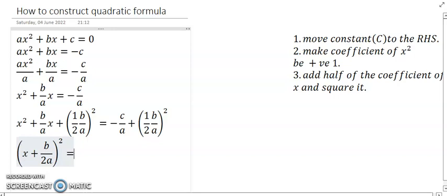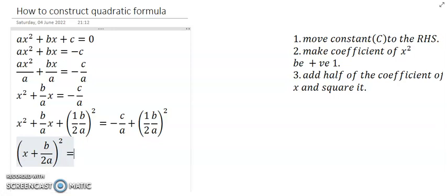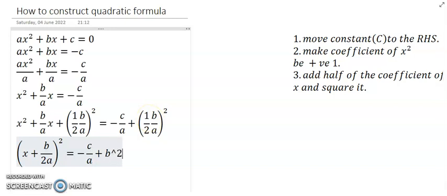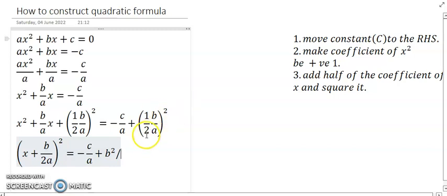Equal to negative c divided by a. Then b squared will just give us b to the power 2 divided by, 2a squared will give us 4a squared.